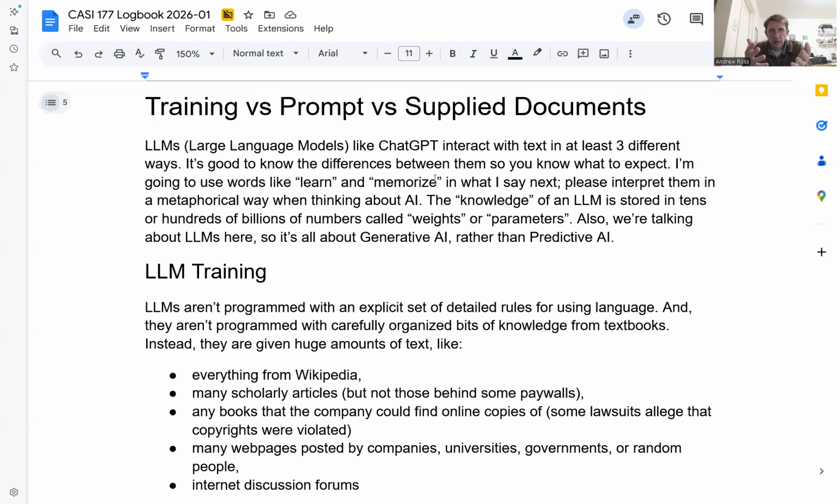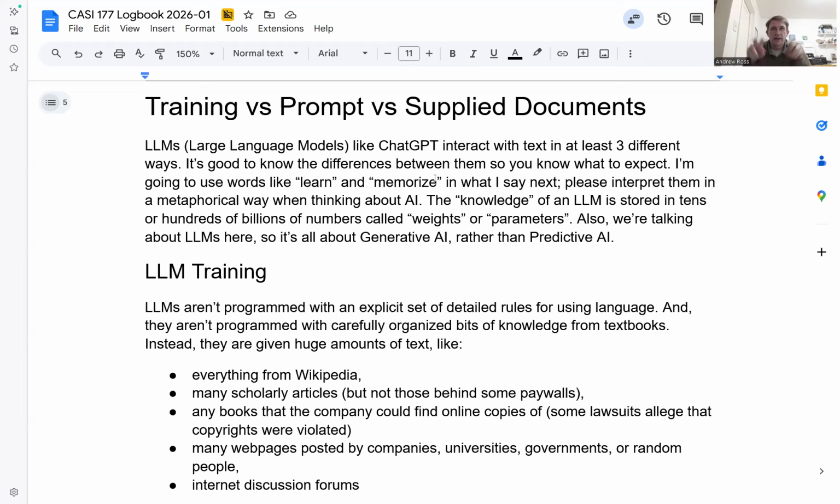Let's talk about the various ways that information gets given to a large language model. They are training, prompt, and supplied documents. So large language models like ChatGPT interact with text in at least these three different ways. It's good to know the differences between them so you know what to expect.